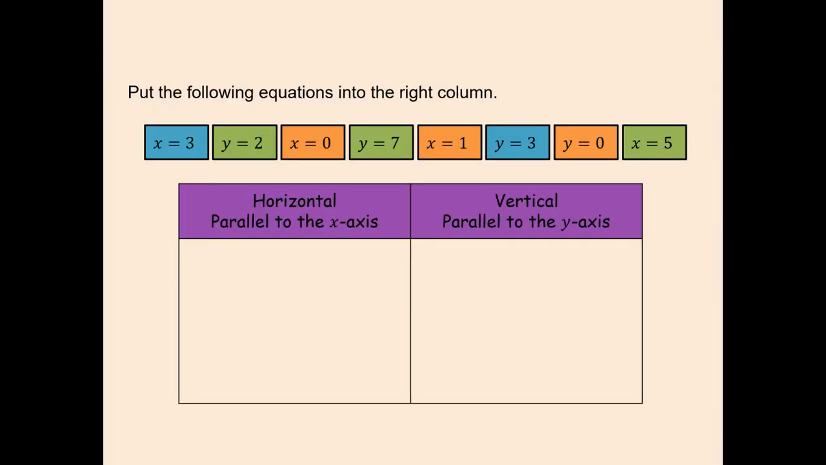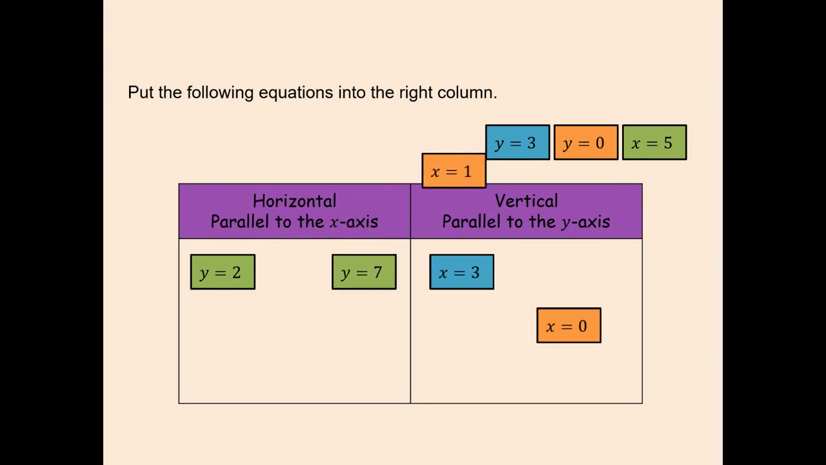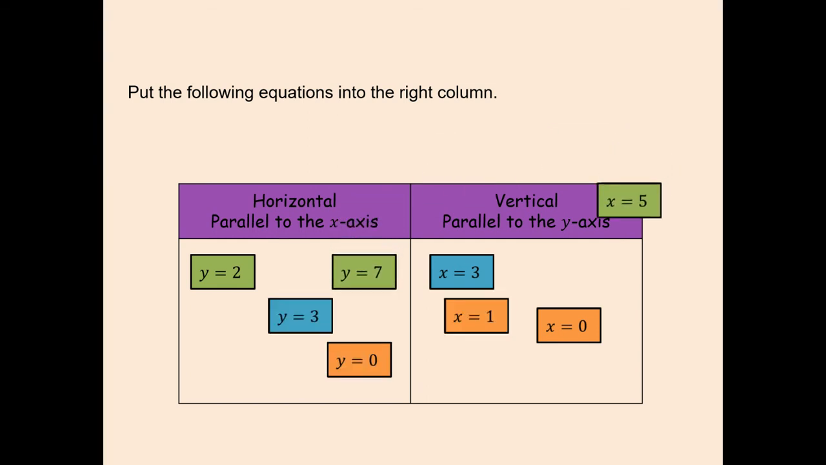What I'd like you to do now is pause the video and have a go at sorting these out. Which of these equations are horizontal, parallel to the x-axis, and which are vertical, parallel to the y-axis? Please pause the video, have a go, then press play when you're ready to carry on. So x is equal to 3 would have to be a vertical line. y is equal to 2, horizontal. x is equal to 0. There you go.